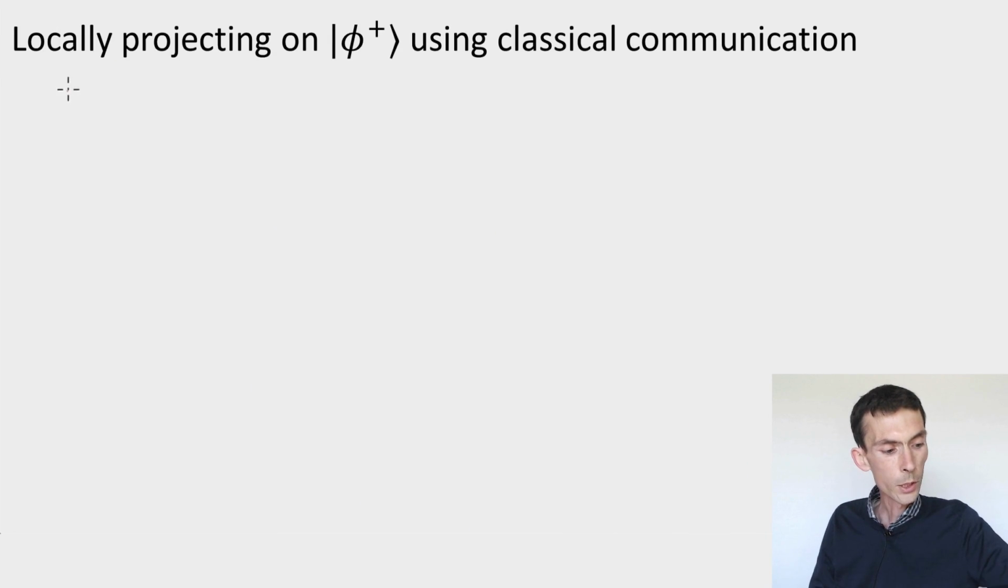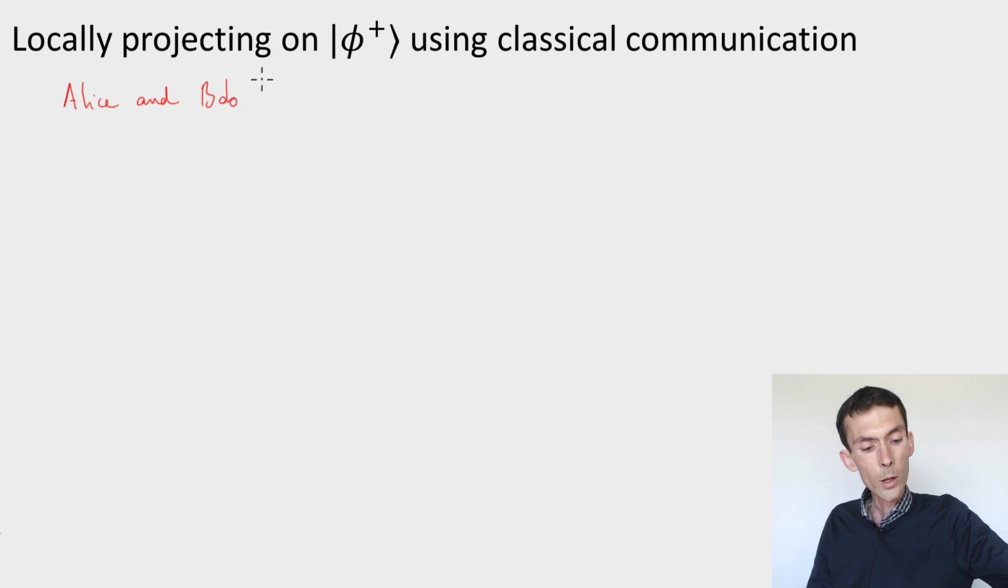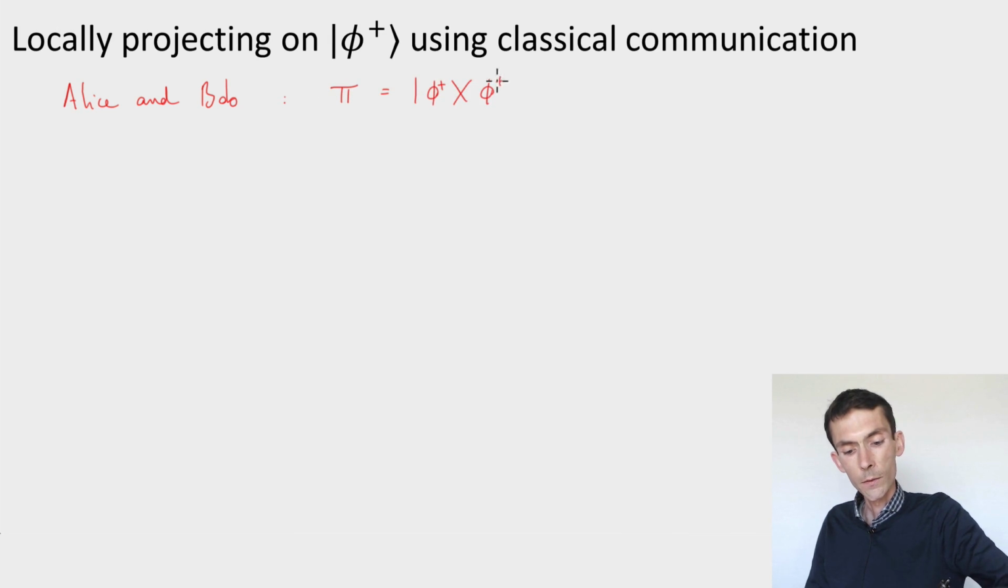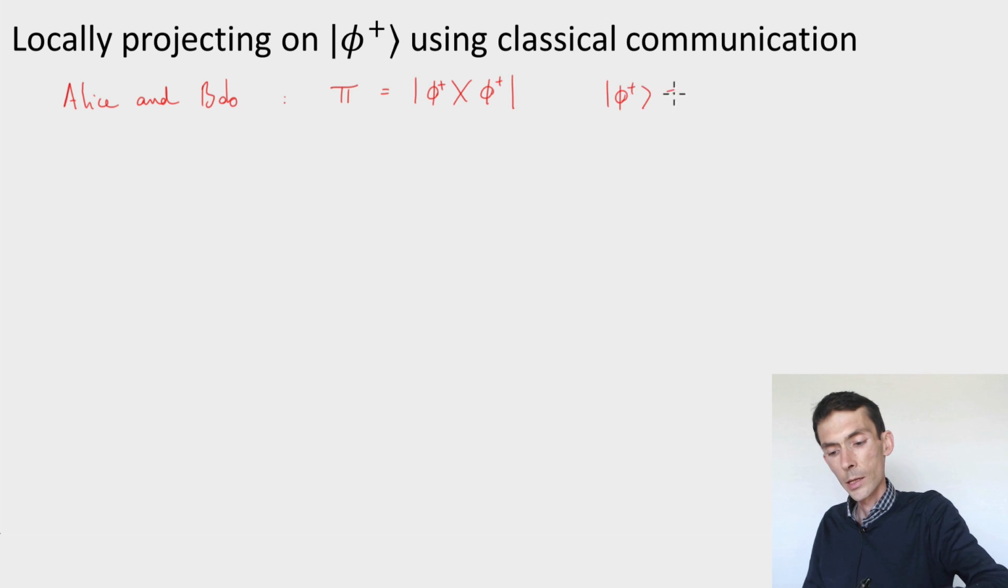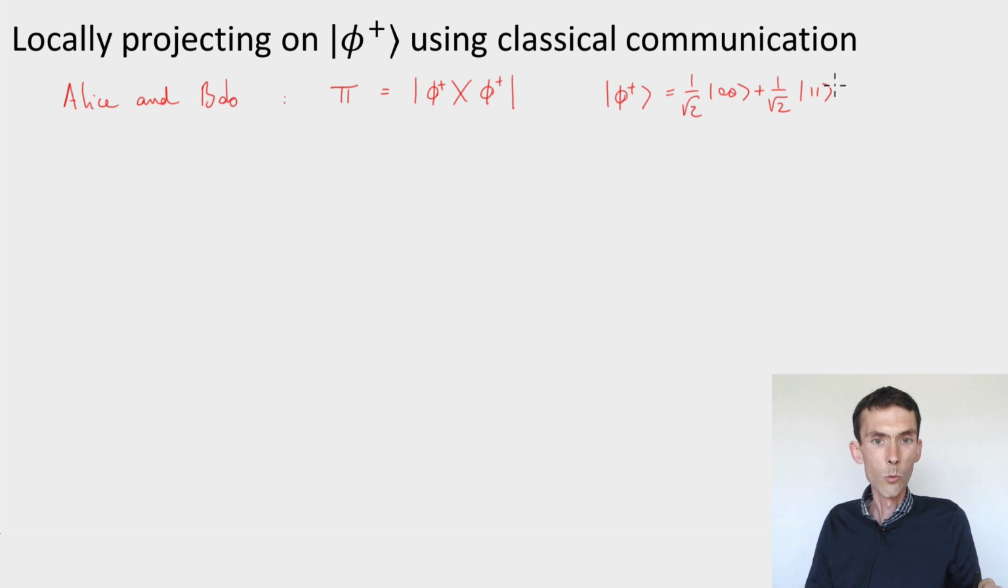Our goal was for Alice and Bob to implement the projection Π, which is the projection on the EPR pair, φ+, where φ+ is equal to 1/√2 |00⟩ + 1/√2 |11⟩. So that's our goal. And we said, look, if you want to do this, you can decompose it into two different projections.